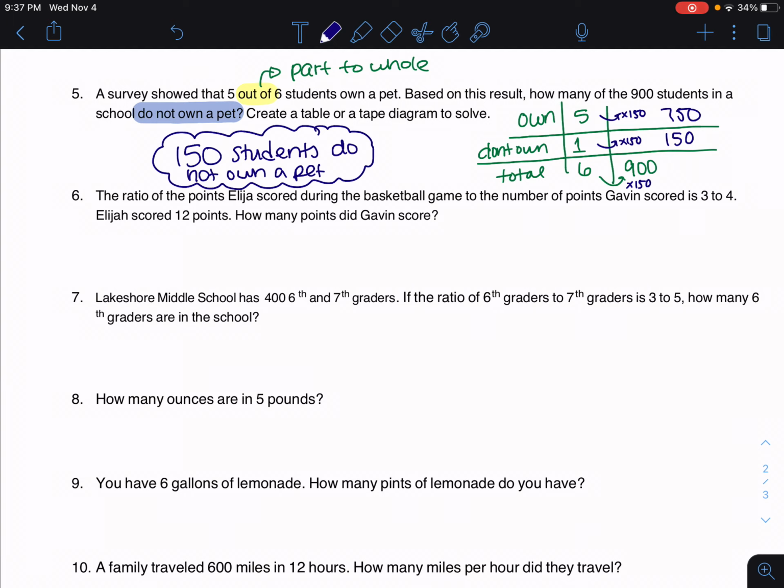Number 6 says the ratio of points Elijah scored during the basketball game to the number of points Gavin scored is 3 to 4. Elijah scored 12 points, so how many points did Gavin score? So I've got Elijah and Gavin.